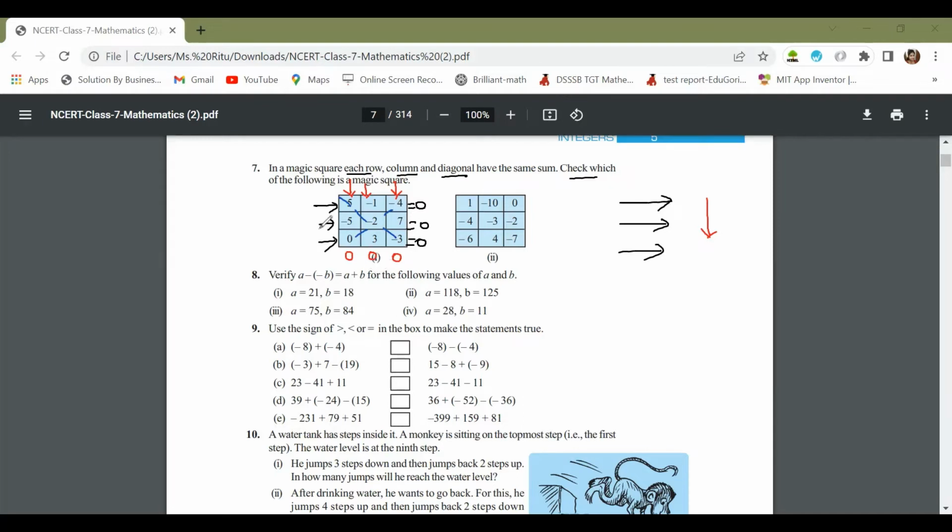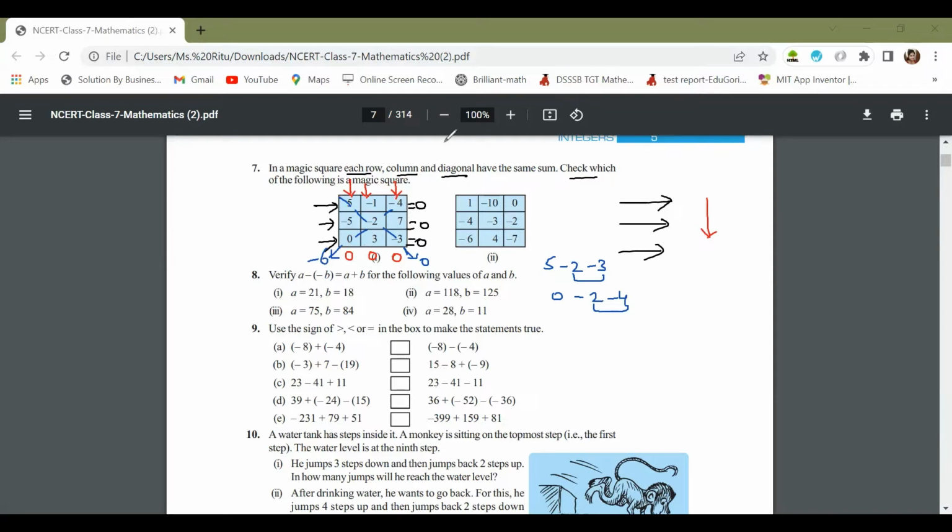Now let's check the diagonals also. We'll check this diagonal first of all. So 5 minus 2 minus 3. So this is minus 5. 5 minus 5, 0. This is also coming 0. Let's check this diagonal now. Okay, so 0 minus 2 minus 4. This is minus 6. 0 minus 6 is minus 6. So this diagonal is not giving the sum as 0. So that's why this first part is not a magic square. We will write: the first part is not a magic square because one of the diagonals is not giving the sum as 0.